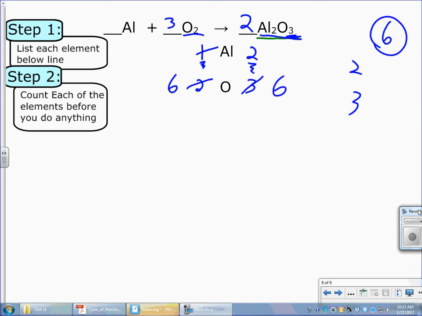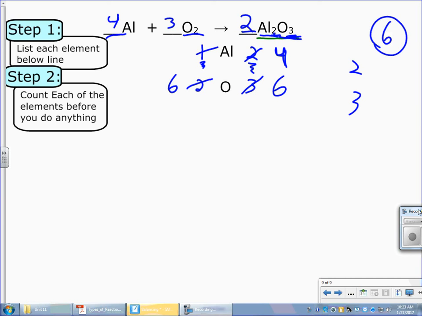Now we need to balance these aluminums. So let's update the number of aluminums here. We have 2 times 2, so there are 4 aluminums. You're taking the coefficient and multiplying it by the subscript, so you get 4 here. And now we need to update the aluminums on the left. So we have 4 on the right, so we want to make 4 on the left.